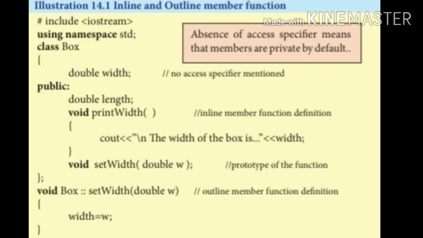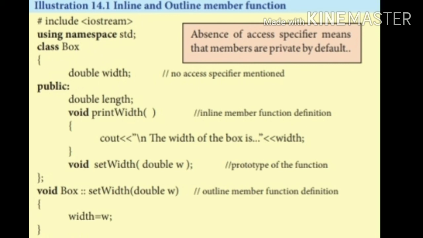Okay, this is an example program for inline and outline member functions. In this program, first we declare the header file, that is #include <iostream>, then using namespace std, and then declare the class using the class keyword, and then the class name, that is Box. After the class declaration, we declare the members, that is variables. Double is the data type and width is a variable. Here we don't specify any access specifier, so the compiler by default takes it as the private access specifier.